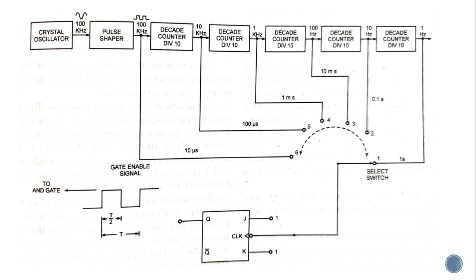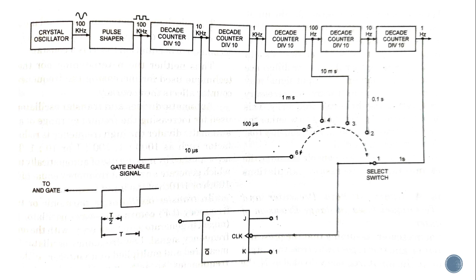We can see that over here. This is what is happening within your divider. Your crystal oscillator is going to give you a 100 kilohertz output, and it's not going to be a square pulse. It's just going to be an oscillator output. And what you're going to do is use a pulse shaper to convert this signal into a square output. Okay, so from the pulse shaper you have got a square output, and then you're going to give this output to a series of decade counters. These decade counters will divide the 100 kilohertz by 10 after each stage.